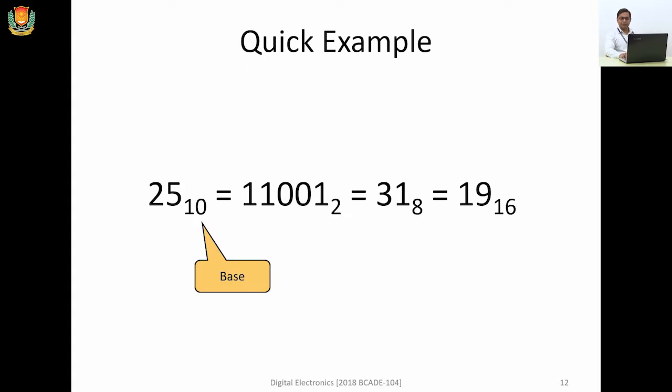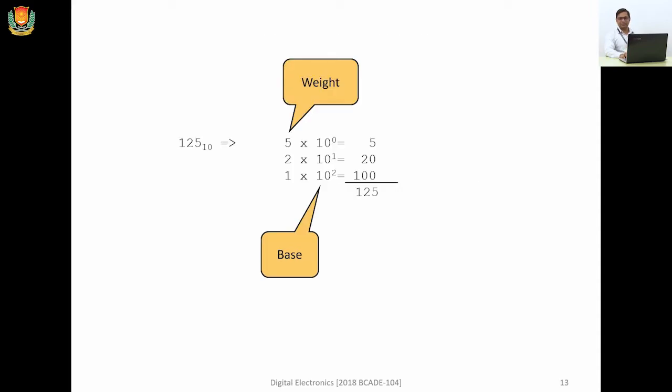Next, it is also equal to 110001 in the binary number system. Here the base is 2, which represents that the number is in the binary number system. 31 base 8, the subscript 8, represents that 31 is the number in the octal number system, and 19 base 16 represents 19 in the hexadecimal number system.